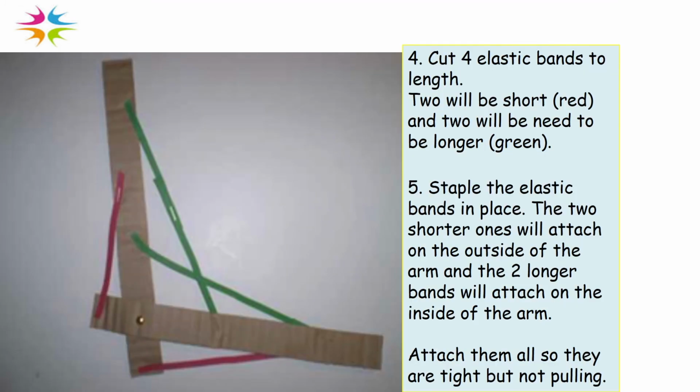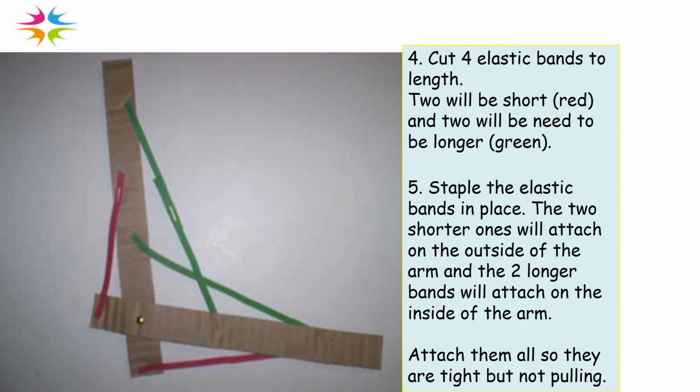So four elastic bands: two will be short and two need to be longer. Staple the elastic bands in place. The two shorter ones will attach on the outside of the arm, and the two longer bands will attach on the inside of the arm. So the longer ones are the green ones and the shorter ones are the red ones. Attach them so that they are tight but not pulling. And then you can move the pieces of cardboard to represent a bent arm, or what it would look like if you straighten it.